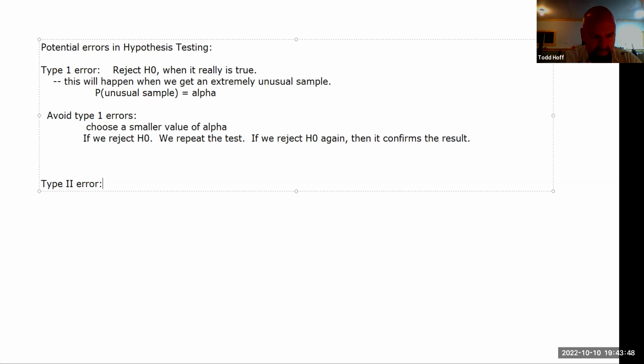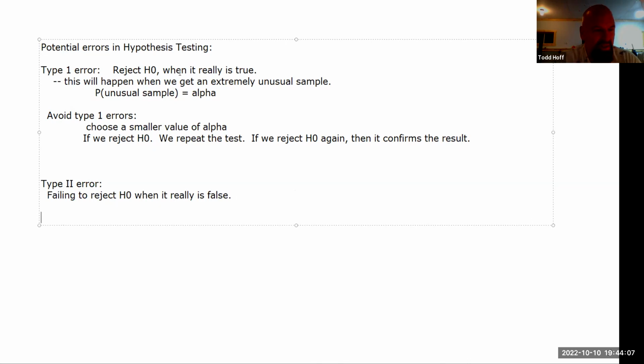We use the Roman numeral 2 with 2 capital I's. And this is failing to reject the null hypothesis when it really is false. So we didn't quite get enough evidence to reject it, but it really isn't true.